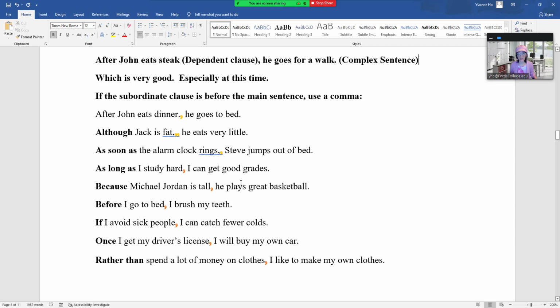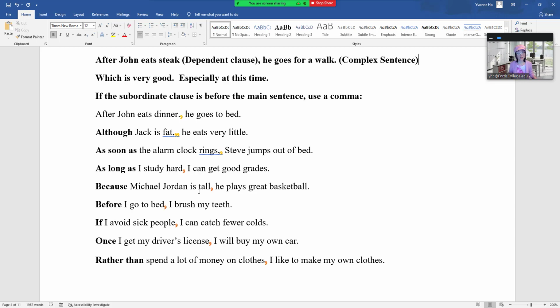comma, I can get good grades. Because Michael Jordan is a great basketball player, he plays great basketball. So because Michael Jordan is, okay, I wrote tall, is tall, okay, he plays great basketball. So there you have a dependent clause, comma, and an independent clause. Before I go to bed, comma, I brush my teeth. If I avoid sick people, comma, I can catch fewer colds. Once I get my driver's license, comma, I will build my own car. Rather than spending a lot of money on clothes, I like to make my own clothes.